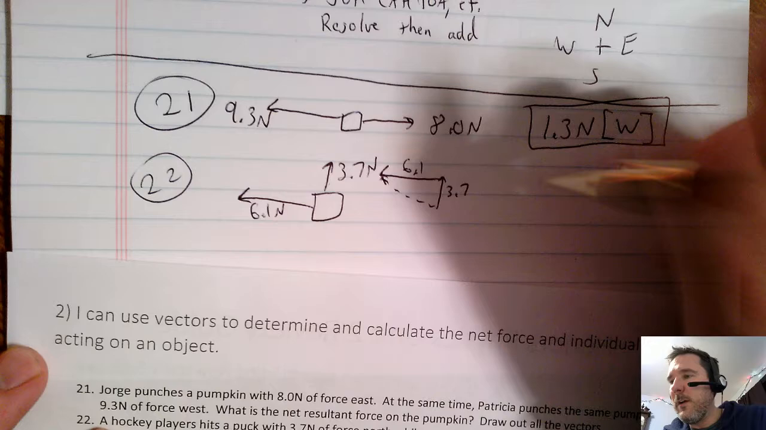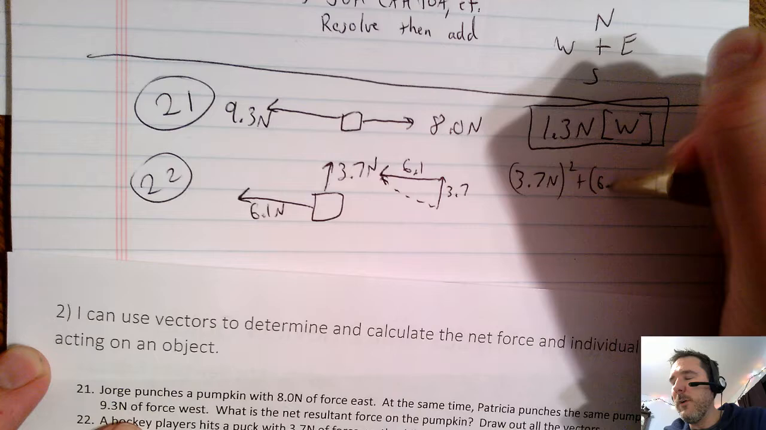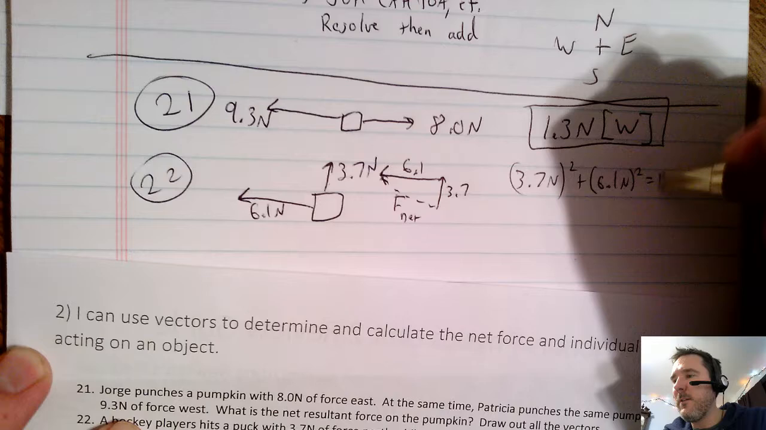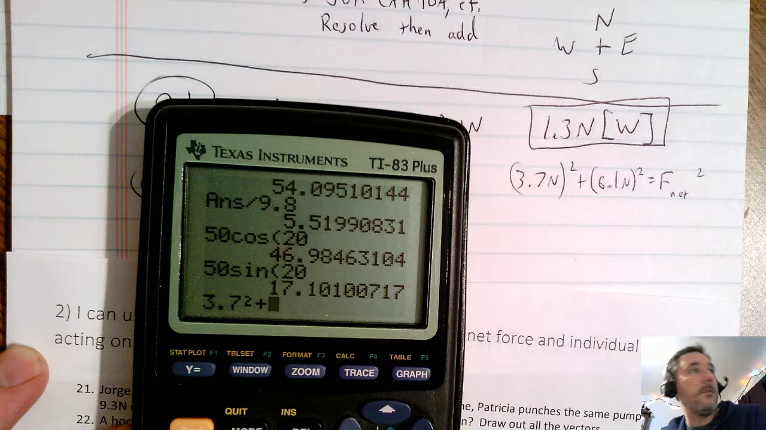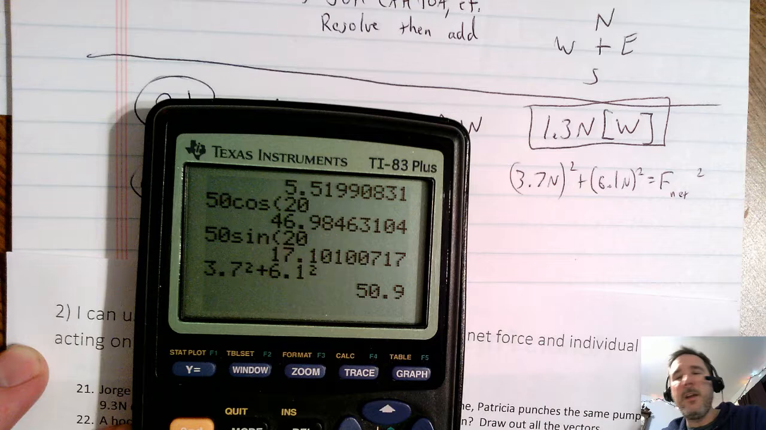So I'm going to do 3.7 newtons squared plus 6.1 newtons squared. That's going to equal my F net squared. Now I need my calculator. 3.7 squared plus 6.1 squared. I get my answer 50.9. I just take the square root of my answer. If you don't know how to do what I'm doing right now, let me know.